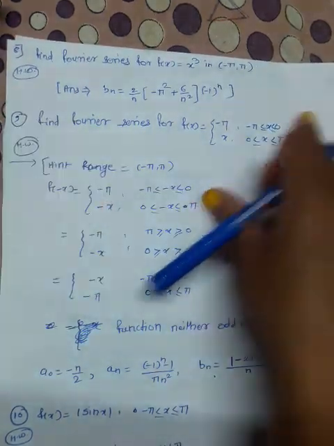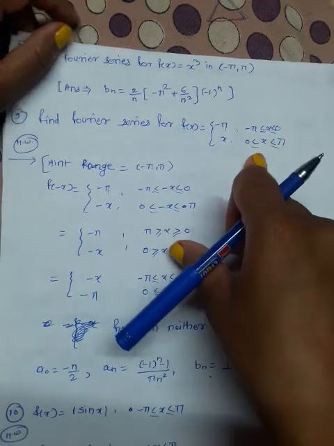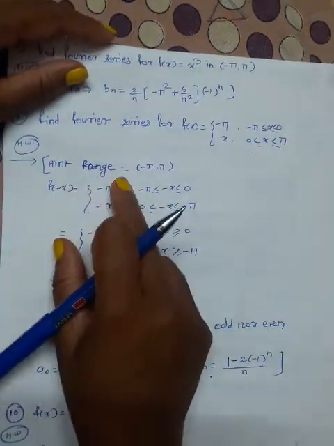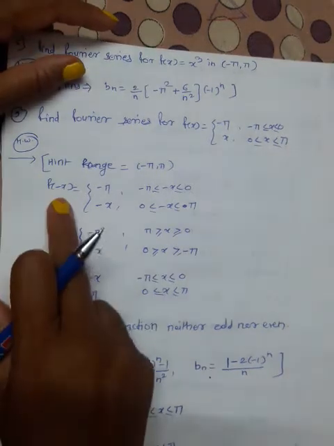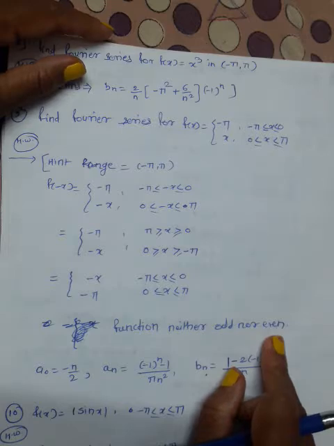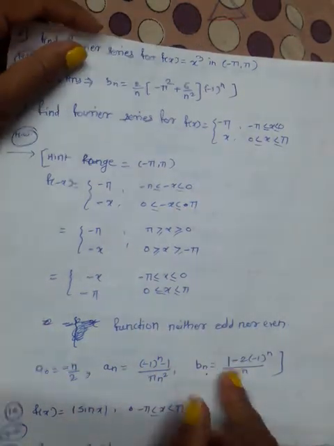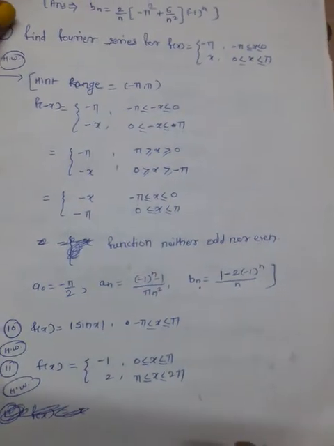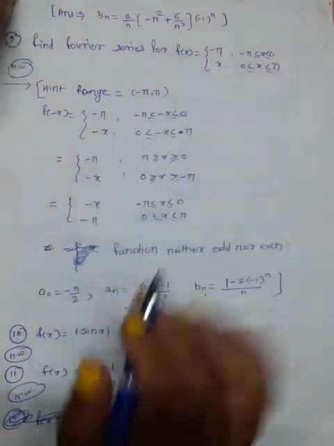Homework for you: find the Fourier series for the function. This function is given in the integral format. This is the range, and this is a hint for you. The function is neither odd nor even. Therefore, you have to calculate a naught, an, and bn as they are. These are the answers. I put this value here in the function.